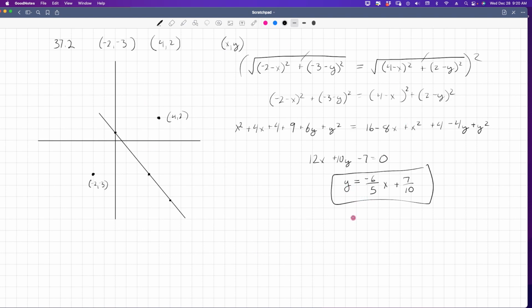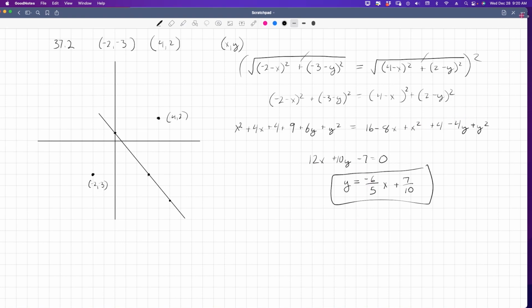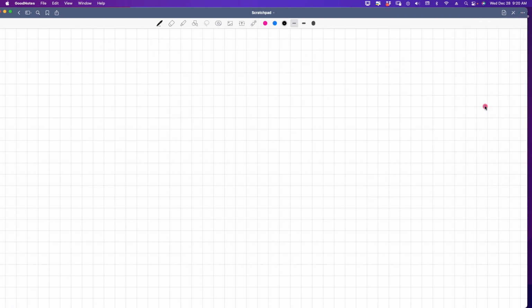And that is lesson 37A in a nutshell. That's all we're doing. So let's try one more just to see what we got. And we're going to do it without drawing the graph. We're just going to do it mathematically.